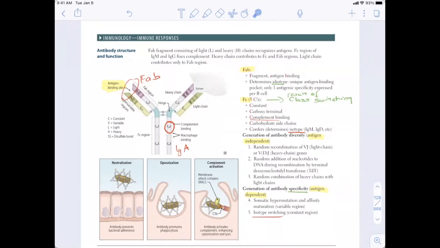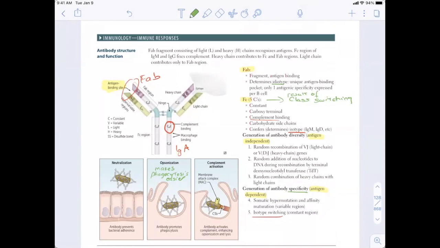Opsonization means it coats the bacteria and makes it easy for a phagocyte to eat up that bacteria. It makes it easy, right? So this makes endocytosis or phagocytosis easier. It's almost like it's seasoning the bacteria to make it tastier for the phagocyte to eat. That's opsonization, right? So we need antibodies for that.